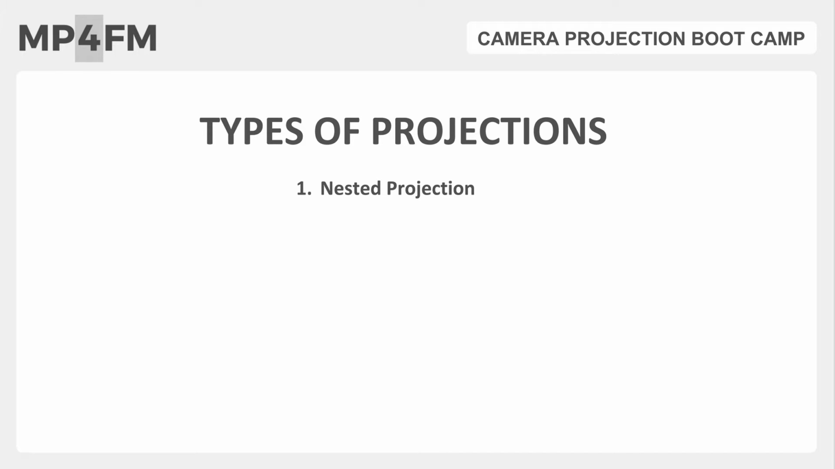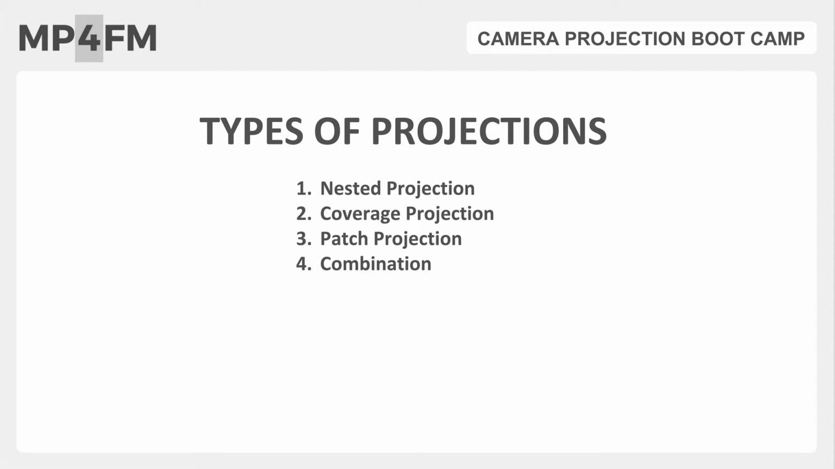So the first one is called a nested projection. Second one is a coverage projection. The third one is a patch projection. And then the fourth one, and probably the most common, is a combination projection, which is a combination of any of those first 3 together. So all projections are made up of these types of projections, which, there's only 4 of them, so they're pretty straightforward. Although when you get into a shot, it can be quite complex.